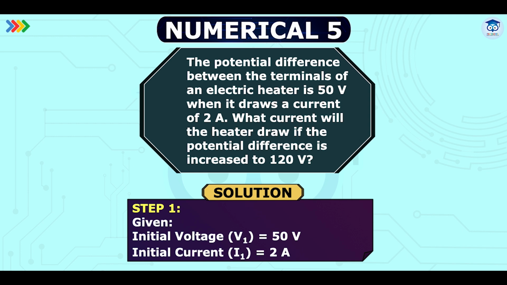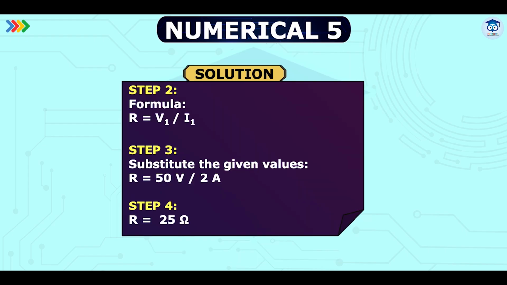We begin with step 1, where we identify the values given for the initial condition. The initial voltage across the heater is 50 volts and the corresponding current is 2 amperes. In step 2, we use Ohm's law to calculate the resistance of the heater. The formula for resistance is resistance equals voltage divided by current.